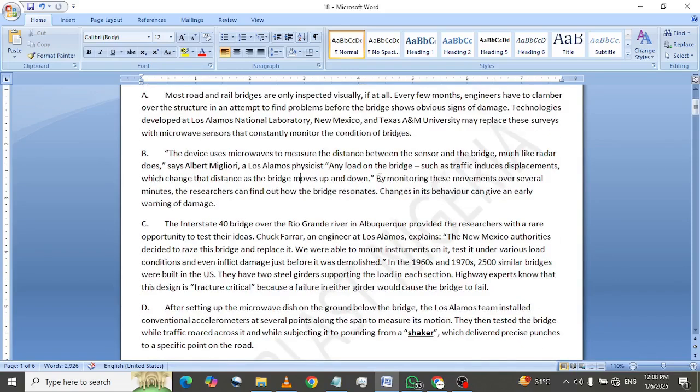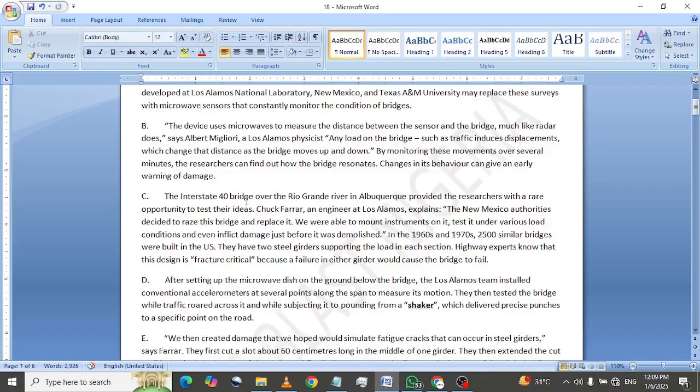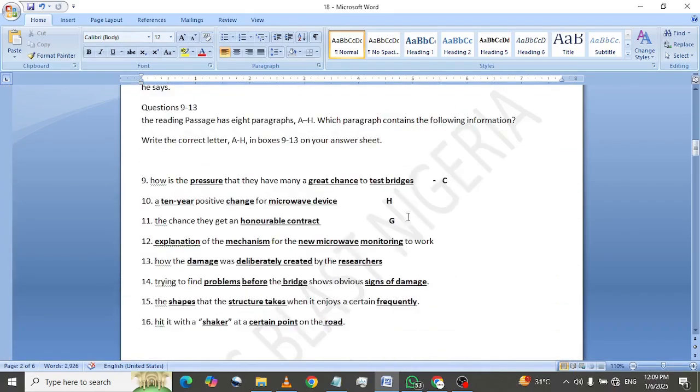Why is it there? Because the mechanism of how the monitoring will work is being explained. The mechanism is being explained in this paragraph. So the answer to this will be B. B is our answer. So you can see how easy it is to get this type of question.